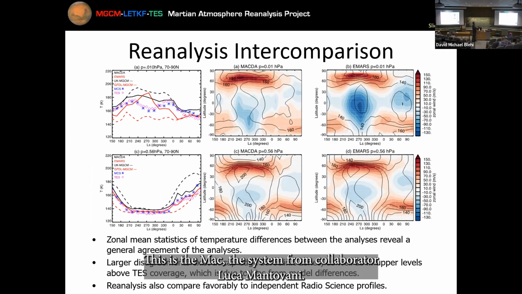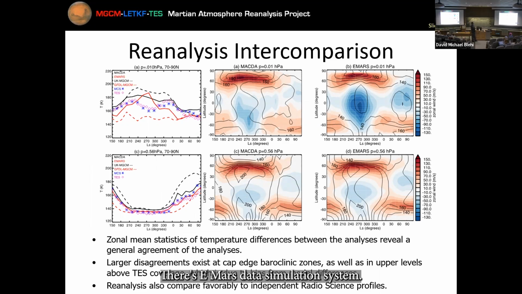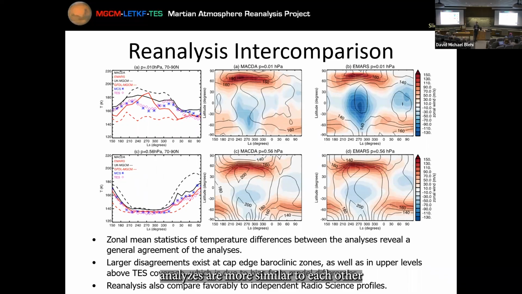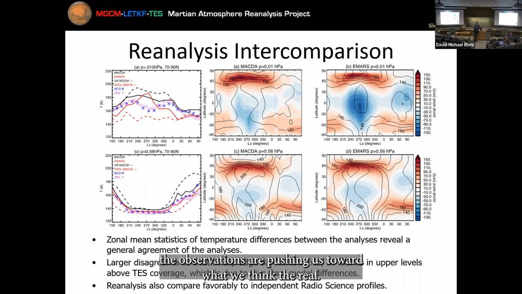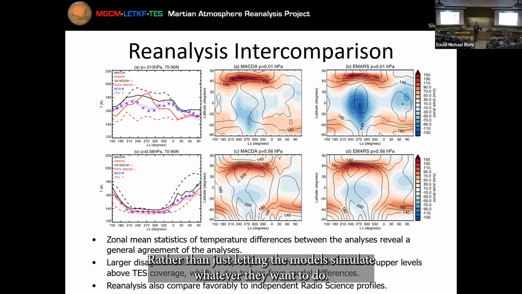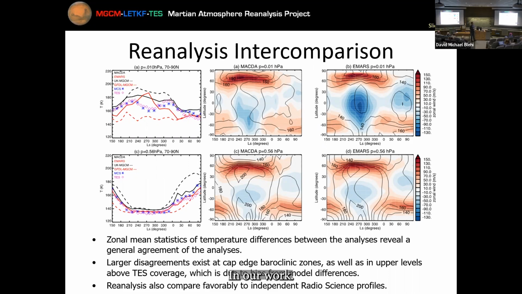So this is an example of two completely different reanalysis systems. This is the MACDA system from collaborator Luca Montabone. Here's the EMARS data assimilation system. We're comparing then to some independent observations. The MCS was not used here. And what we found is that the two reanalyses are more similar to each other than the two modeling systems by themselves. That's really encouraging because that's saying that the observations are pushing us toward what we think the real atmosphere of Mars looks like, rather than just letting the models simulate whatever they want to do. So that's a preliminary vote of confidence in our work.